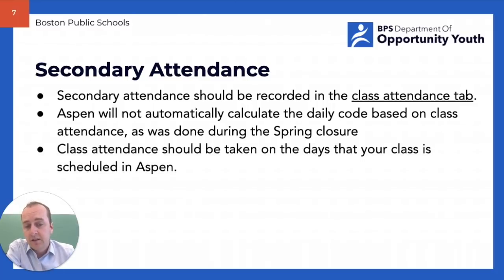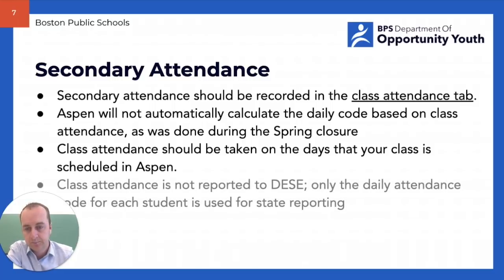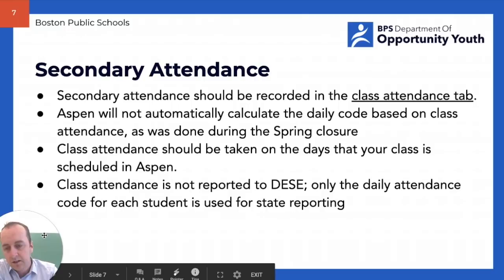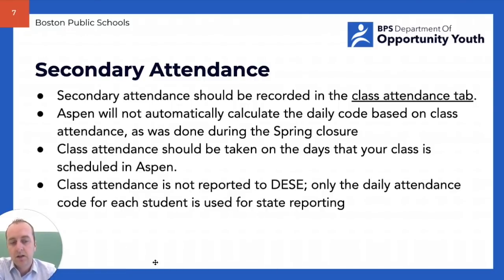Class attendance should be taken on the days that your class is scheduled in Aspen. I think that seems pretty obvious. Now, if your Aspen schedule is not accurate, we just expect that your class attendance is taken on the days that you are scheduled to teach. If you are taking asynchronous instruction, or if you have a day in your schedule where the students are working independently, we still ask that class attendance be taken on that day. Class attendance, and just to clarify, class attendance is not reported to DESE. It's only the daily attendance code that is used for state reporting.